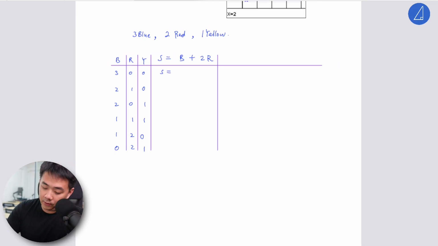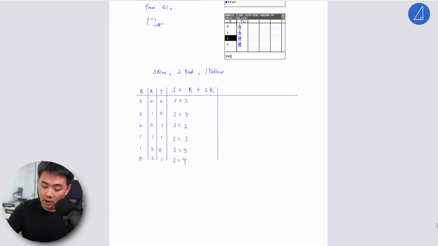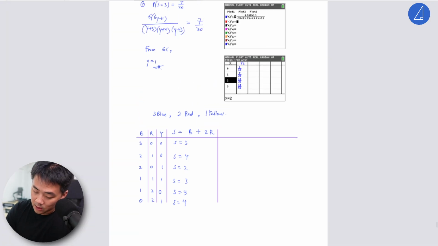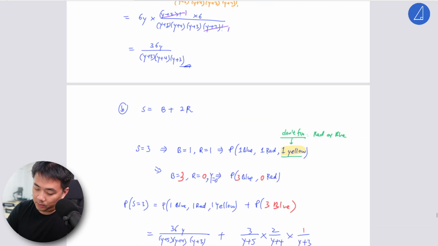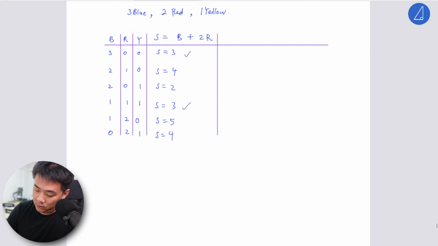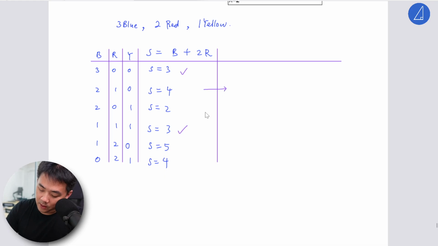This will be S equals 3. This will be S equals 2 plus 2, which is 4. This is S equals 2. This will be S equals 1 plus 4, which is 5. S equals 4. Okay, we already got S equals 3 previously, so we don't need to calculate this one. So technically we just need to find P(S equals 4), P(S equals 2), then P(S equals 5). P(S equals 5) we can calculate later.